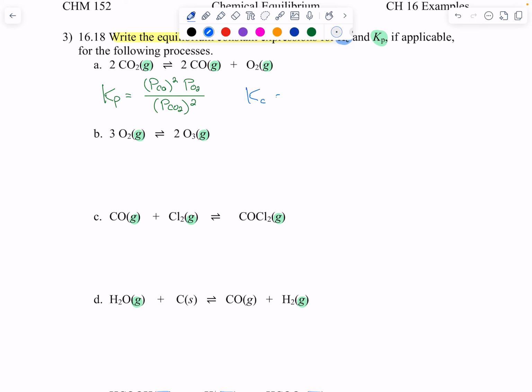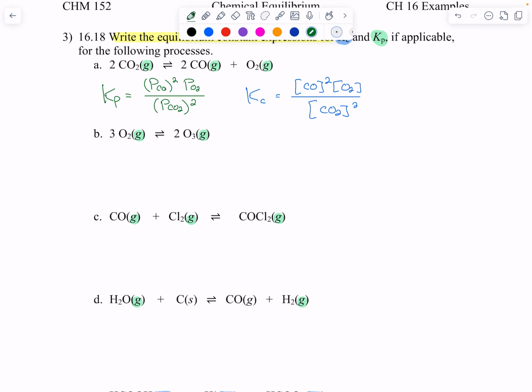Kc would be concentration of carbon monoxide, squared, concentration of O2, all over concentration of carbon dioxide, squared. There we go. That's it. So we're just writing the expression, but I want to make sure you guys understand how to do all this, because this is like tying your shoes to play the game.